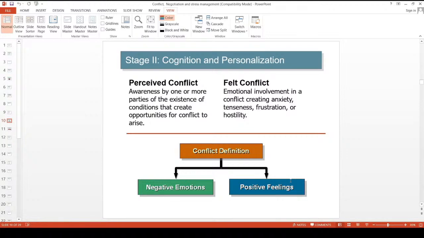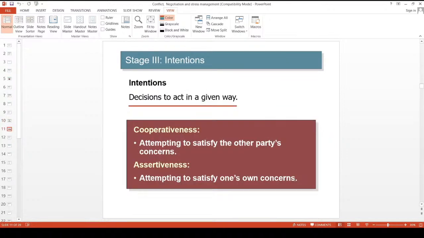The third stage is the intentions. This is the third stage, which is termed as intention in the conflict process. In this stage, we make the decisions to act in a given way; we decide how we should act. These intentions depend on two important things. The first one is cooperativeness, the other one is assertiveness.